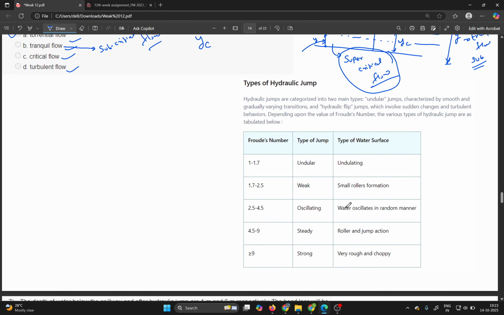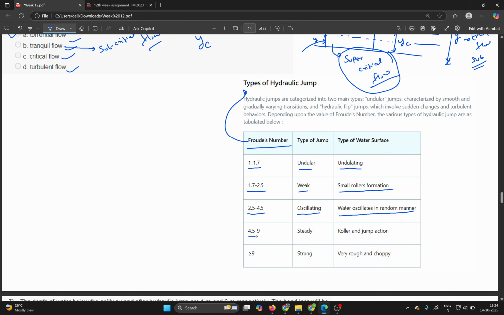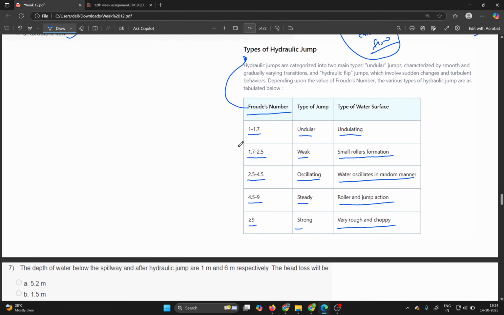Okay, sir. So one thing is also important. Types of hydraulic jump based on the Froude number, remember please. Such questions are also very, very important. If your Froude number is between 1 and 1.7, the type of jump is undular and the water surface is undulating. If it is between 1.7 and 2.5, the type of jump is weak, with a small roller formation. If it is 2.5 to 4.5, the type of jump is oscillating and water oscillates in a random manner. And 4.5 to 9, the type of jump is steady, and if greater than 9, it is a strong jump with a strong roller action, very rough and choppy. So remember please.